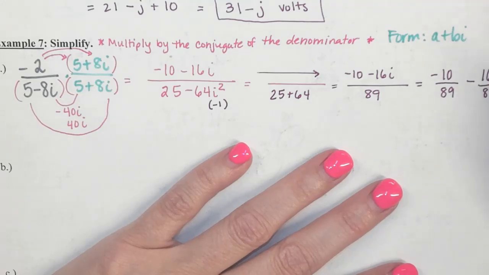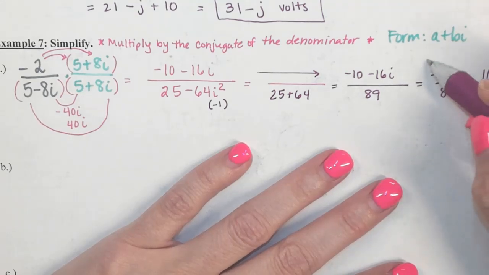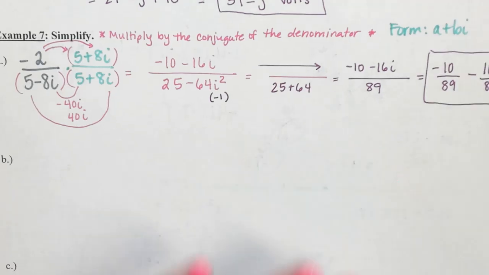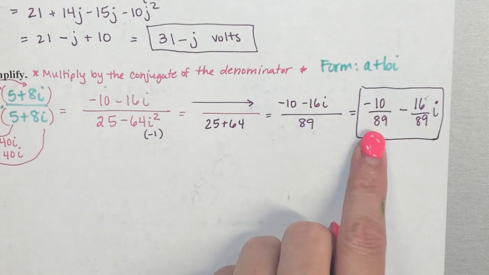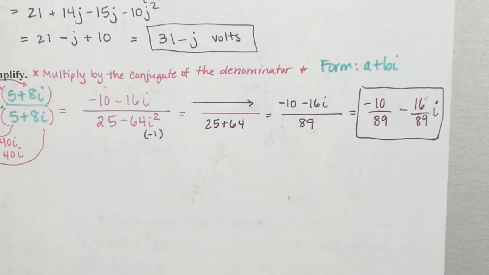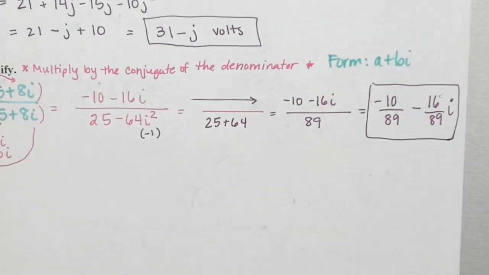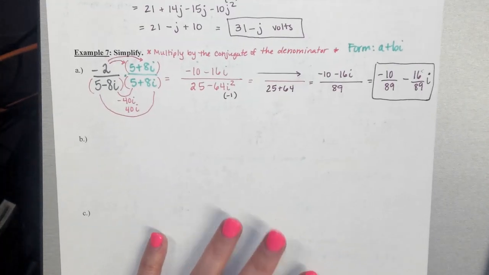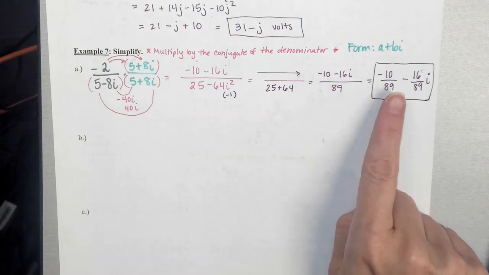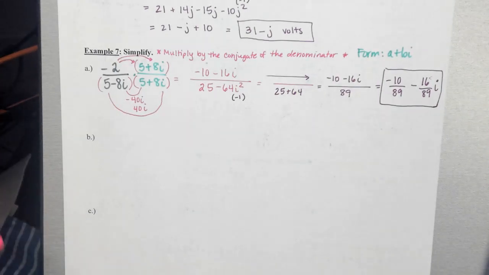And if you have a common factor, you'll reduce. For this one, we do not need to reduce. But anytime you have an imaginary term, you want the real number first and then the imaginary term. So that is your a plus bi form. You have the real number and then add it or subtract it if it's negative.